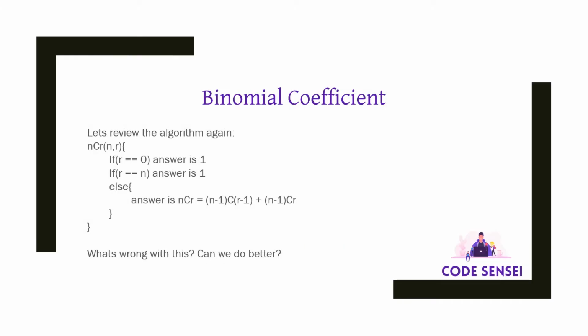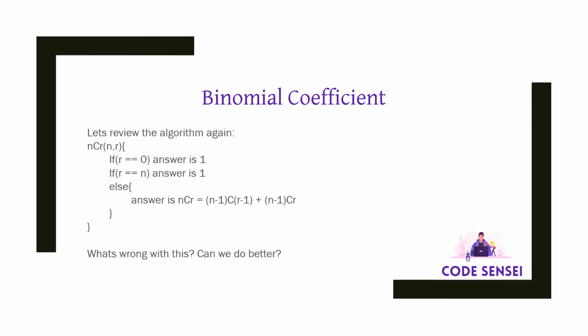So this is the algorithm that we have followed till now. The base cases are when r is 0, the answer is 1. When r is n, the answer is 1. Else, the answer is the recursive part, that is n minus 1 C r minus 1 plus n minus 1 C r, right? So, everything seems to be right here, but what's wrong with this?